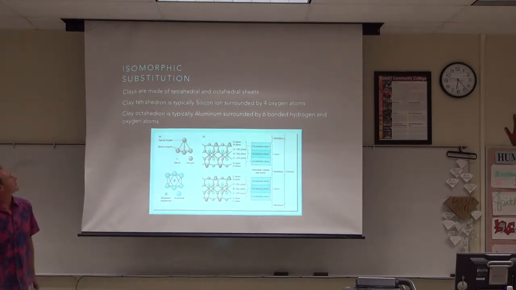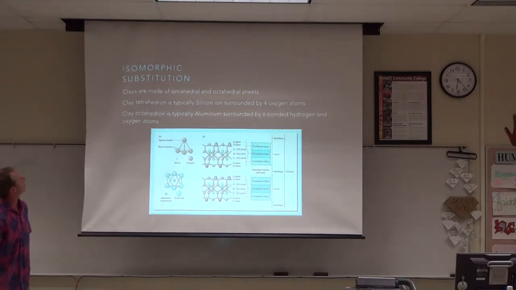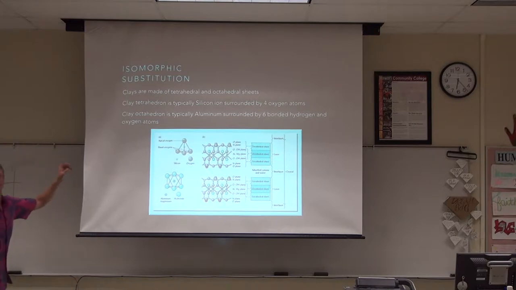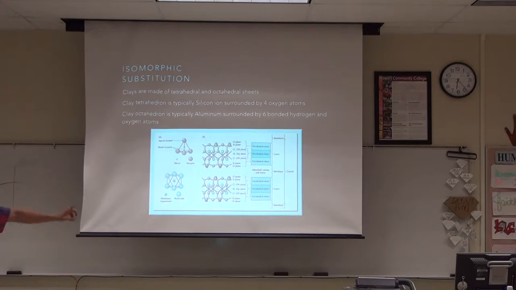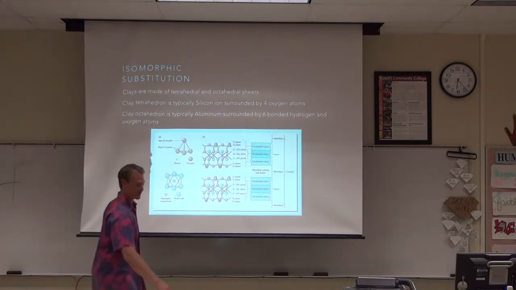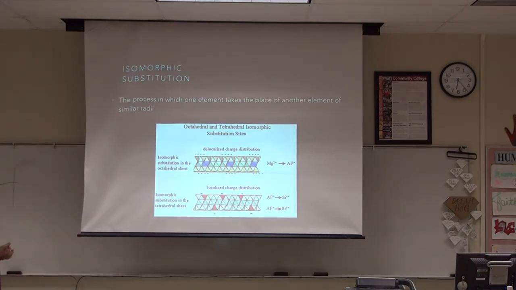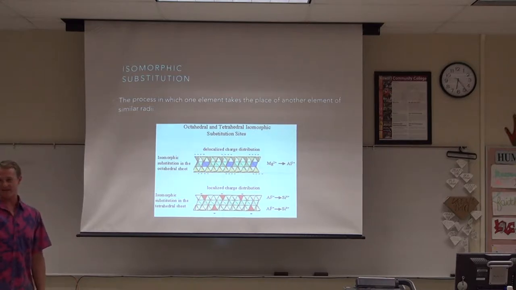Clay tetrahedral is typically silicon ion surrounded by four oxygen atoms. Clay octahedral is typically aluminum surrounded by six bonded hydrogen and oxygen atoms. Typically it is aluminum, but it starts off as magnesium. And this is where isomorphic substitution comes in. We're getting to that. Here we go. The process in which one element takes the place of another element of similar radii. Element size, the actual size of the atom.